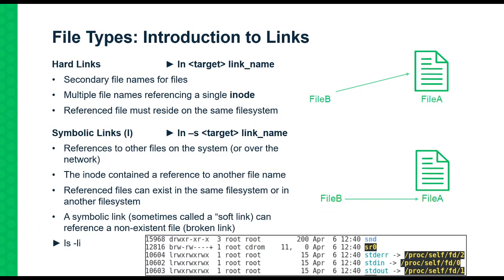Now we look at our next file type called links. So we have two different link types. That's hard links and symbolic links, also known as soft links. Let's first see what each of them does. A hard link is a secondary file name for a file. Then we've got multiple file names referencing a single inode. And the referenced file must reside on the same file system.